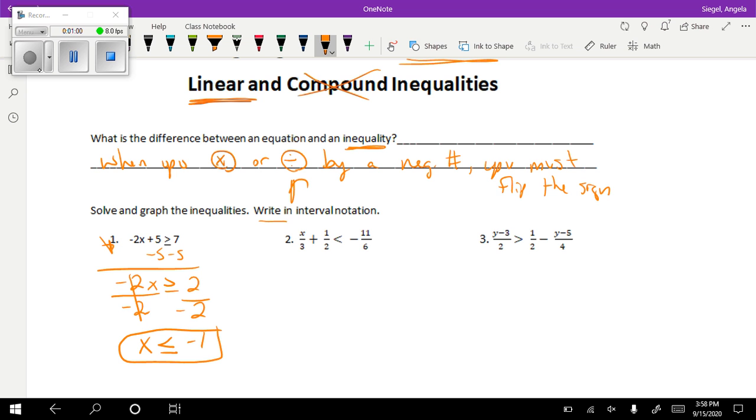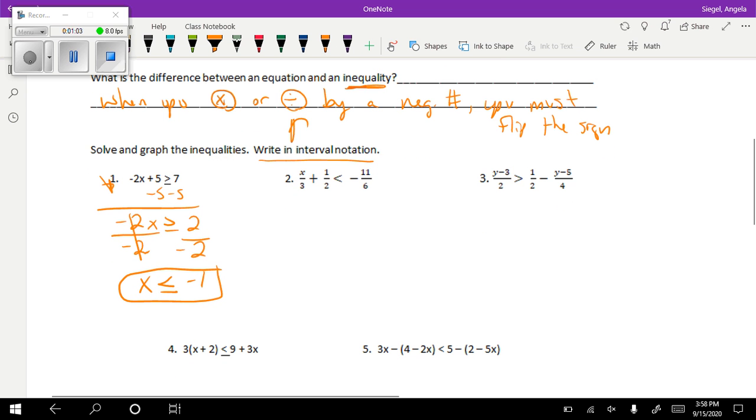Okay, it also says to write an interval notation. I know this is not interval notation, so I'm going to show this on a number line just to review. If I were in middle school, I would say closed dot on -1 and arrow going to the left. But interval notation says where does it begin and where does it end. So this begins at negative infinity and it ends at -1. Now it touches -1, so it's going to be a bracket. If it didn't touch it, it would be a set of parentheses.